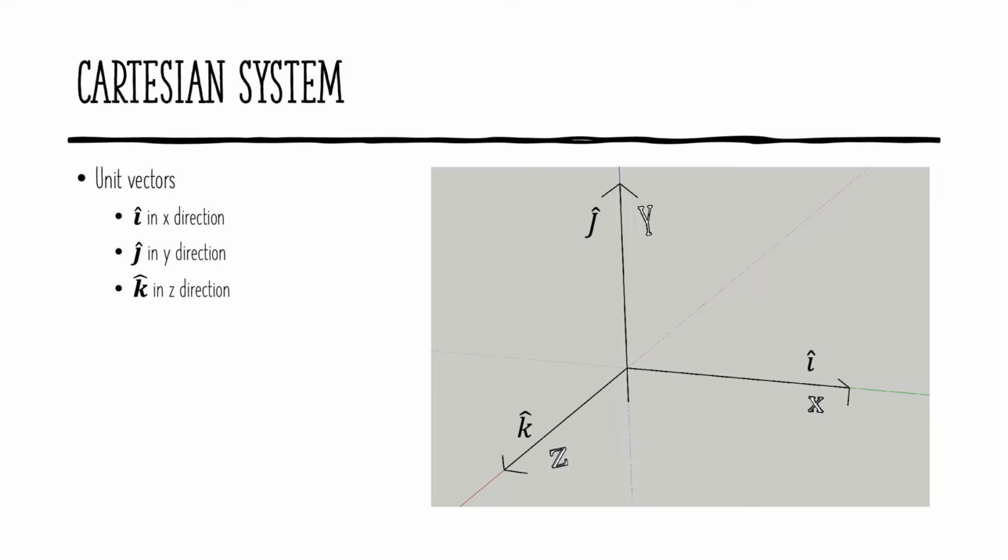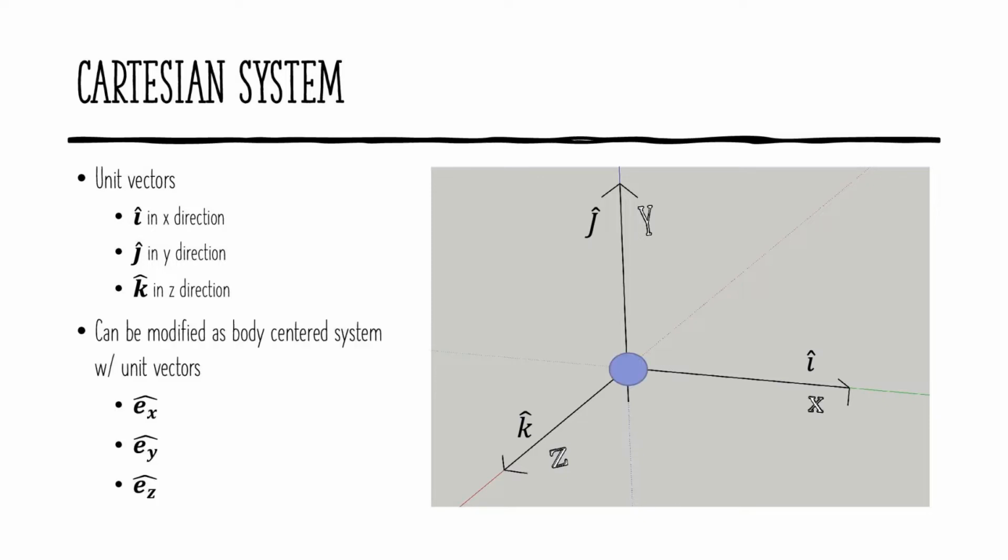This coordinate system can be modified to be centered on a body, which makes it very easy to describe the body's motion with respect to the global x, y, and z coordinate system. The unit vectors for this body-centered coordinate system are ex, ey, and ez, and they're centered on the body, typically with ex pointing in the direction of motion.